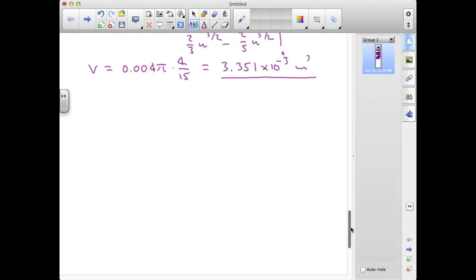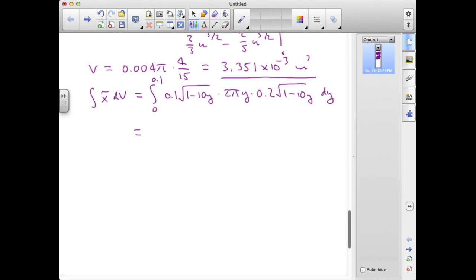The second integral we have to evaluate is the integral of x tilde dV, and that's going to be, again, the integral from 0 to 0.1. Now, x tilde was h over 2, so that's 0.1 root 1 minus 10y. And then our volume element, again, was 2 pi y times 0.2 root 1 minus 10y dy. That actually turns out to be a little easier to evaluate because those two square roots are going to multiply together and give us a much simpler result.